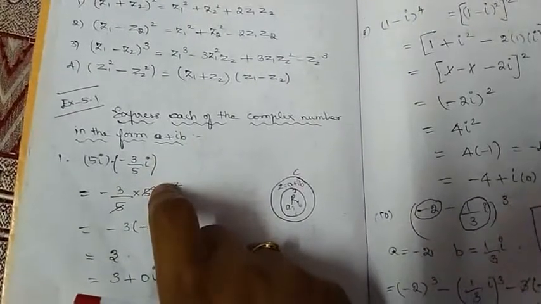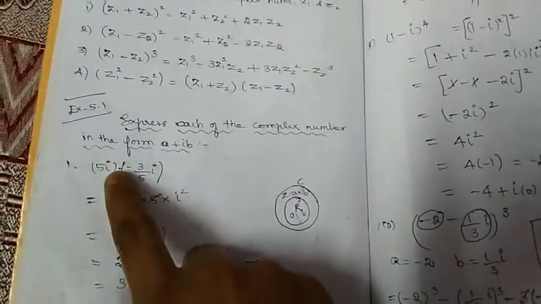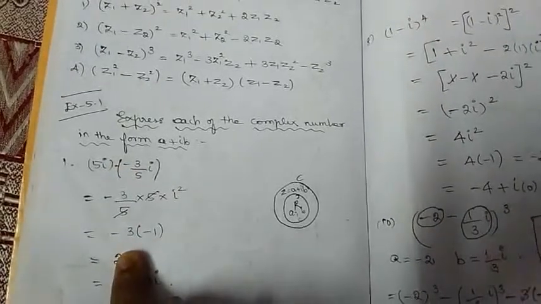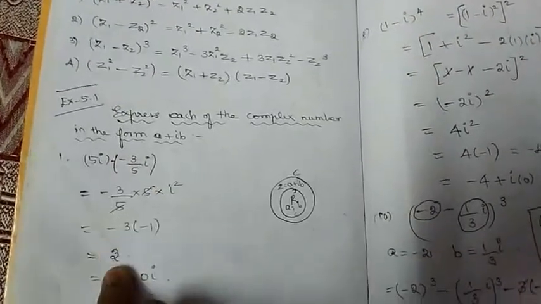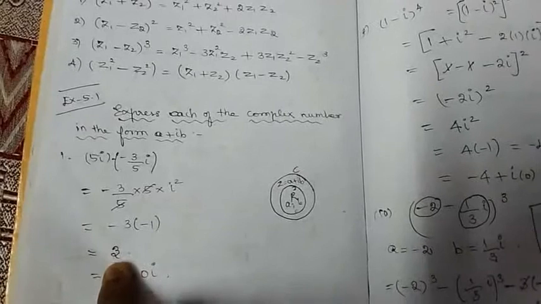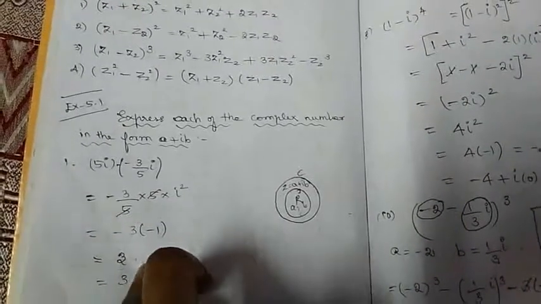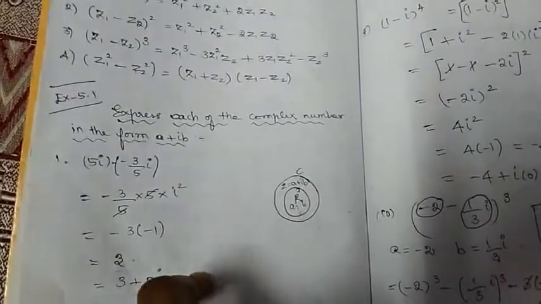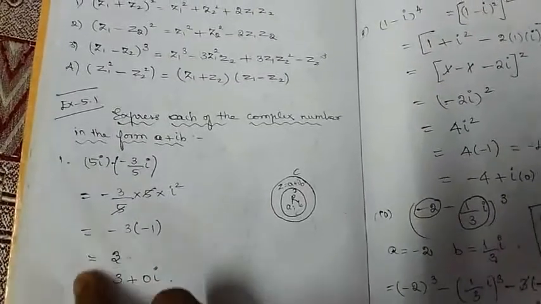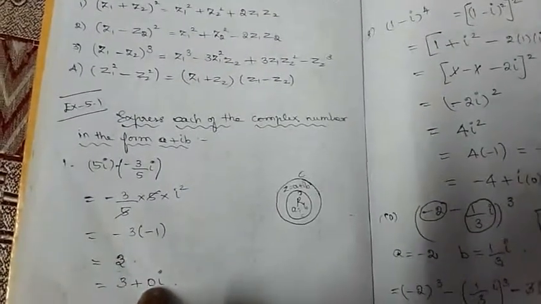So you have to just multiply it. 5 will get cancelled. So we got −3i². i² is nothing but −1. So 3. So how will you express it in the a + ib form? Here there is no imaginary part, so it can be written as 3 + 0i. The real part is 3 and the imaginary part is 0.